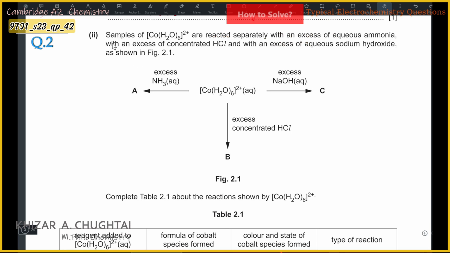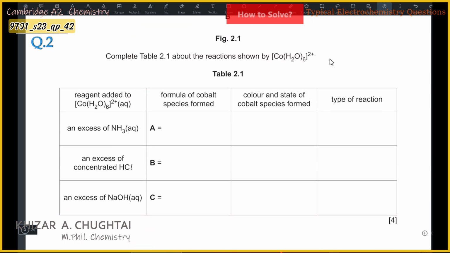Next one, part 2. Hexaaqua cobalt 2 samples are reacted separately with excess aqueous ammonia, with excess concentrated HCl, and with excess aqueous sodium hydroxide, as shown in figure 2.1. This is the actual complex, and that is pink in color. Addition of NaOH is going to make C. Addition of excess concentrated HCl is going to make B. Addition of excess aqueous ammonia is going to make A. Complete the table about the reactions shown by this complex.